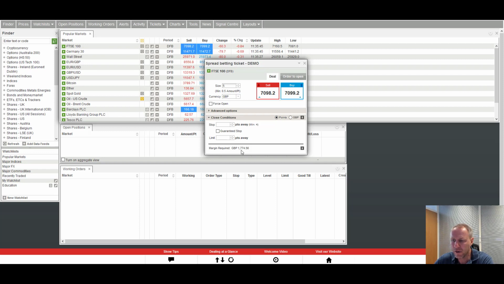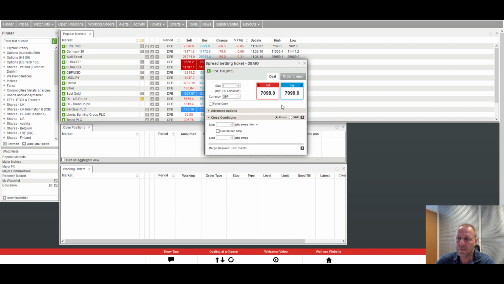So there is a margin requirement to trade the FTSE, £1,174. If you drop that down, your position size is now £1 a point, and of course the margin drops down to £354.95. Margin requirement is very important. You need this amount of money in your spread betting account to place a trade. So this is a deal ticket, and this allows me to buy at market straight away.